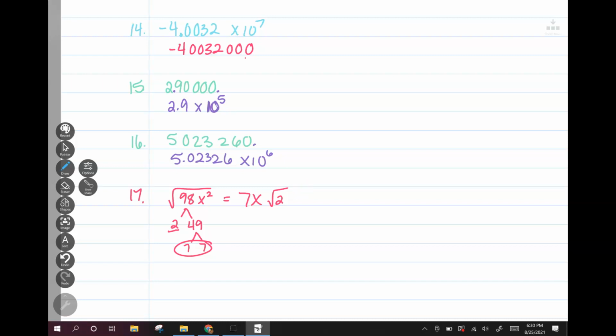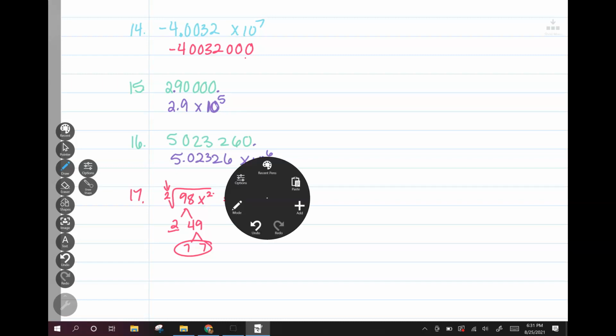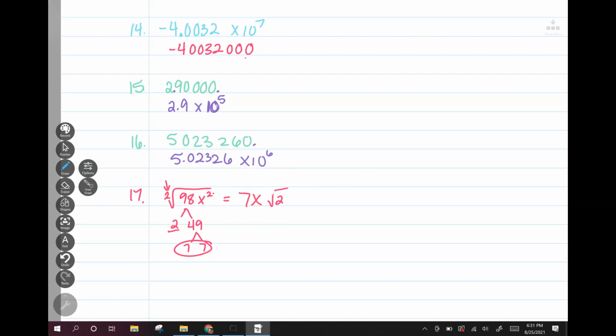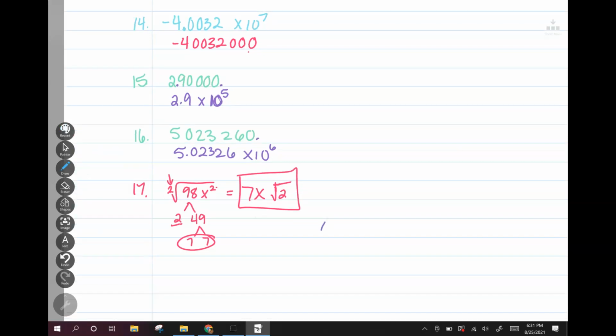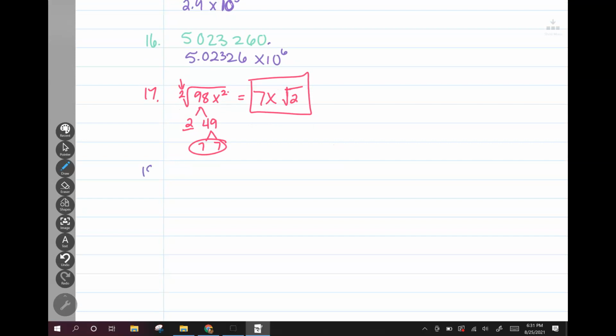The way I taught it in class is that you divide your index, which in this case, because it's a square root, is 2. You take that index and you divide it into the exponent. 2 goes into 2 once, so I can take one x out, and there are none left over, so no x's go inside. That'll work every time. All right, number 18.